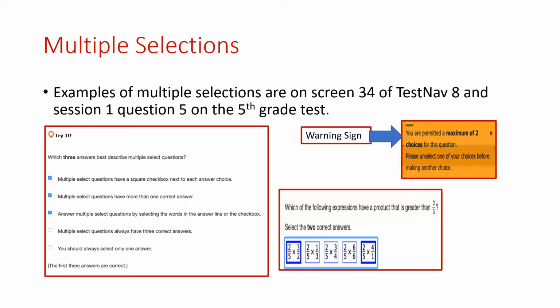If you choose more than the required number of answers, a warning sign will pop up. Not following directions exactly can cost points. Screen 38 of the TestNav tutorial and Session 1 Question 5 of the 5th grade test are good examples for practicing multiple selections. You can use a test from any grade to practice multiple selections.